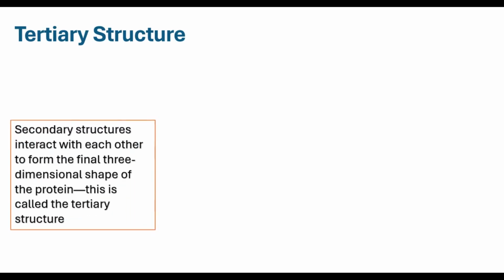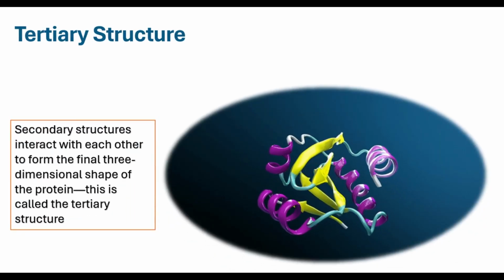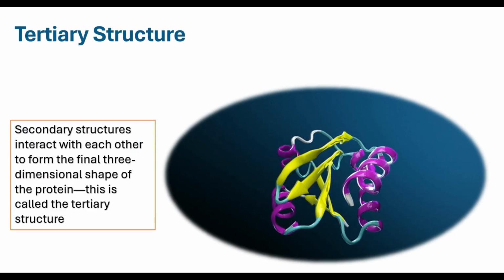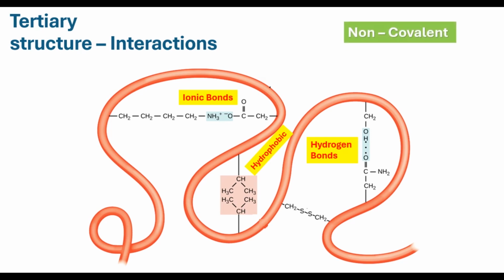And the next one is tertiary structure. Now, these secondary structures interact with each other to form the final three-dimensional shape of the protein. This is called the tertiary structure. The interactions responsible for this structure include ionic bonds, hydrophobic interactions, and hydrogen bonds, which all are non-covalent, and disulfide bonds, which is a covalent bond.